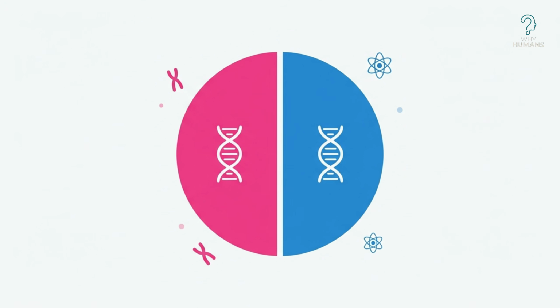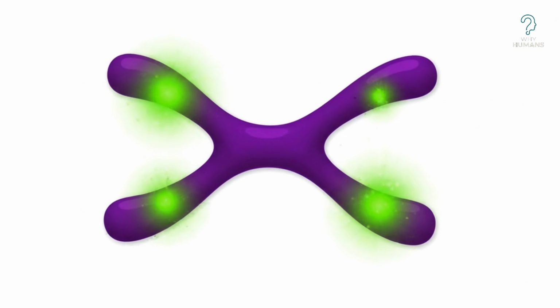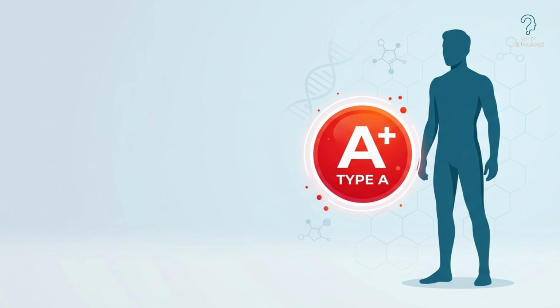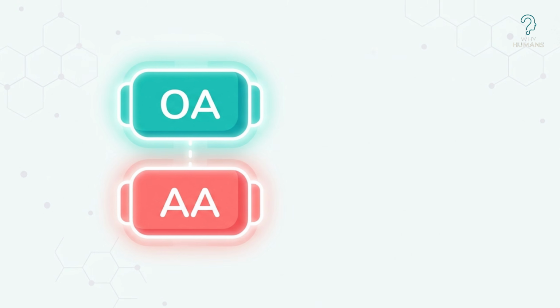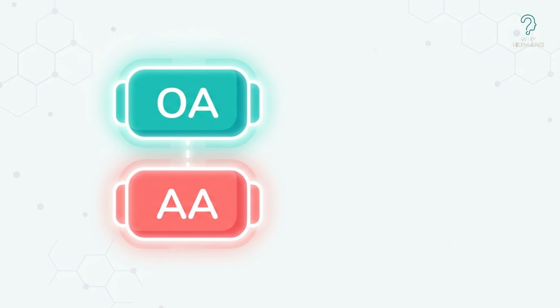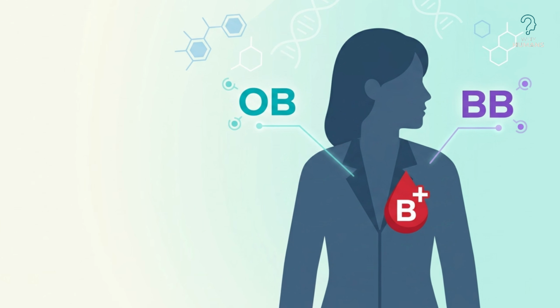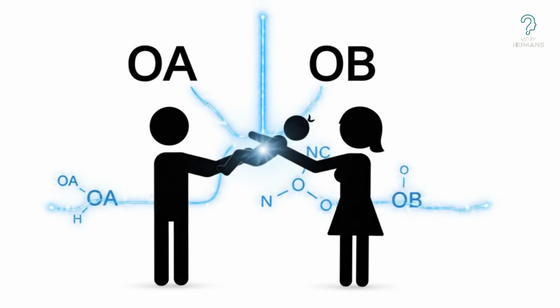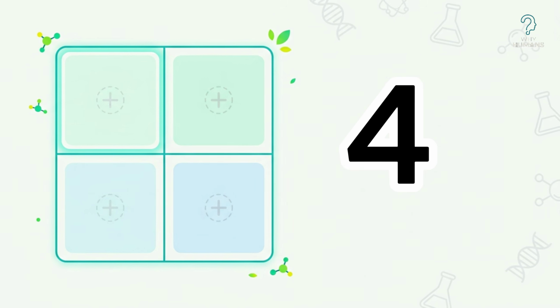A child inherits 50% of their genes from the mother, and our blood type is determined by two alleles, which are alternative forms of a gene. For example, a father with type A blood could have the genotype, the specific genetic makeup, of OA or AA. A mother with type B blood could have a genotype of OB or BB. If an OA father and an OB mother have a child, there are 4 possible genetic outcomes.